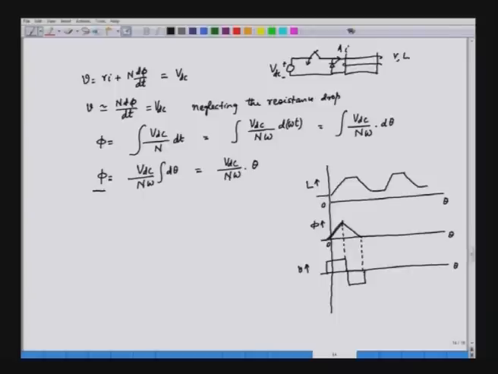flux equal to VDC by N omega into theta. So, in fact, phi is proportional to theta. So, it changes linearly, and after some time we apply a negative voltage. So, we apply a negative voltage, the flux is brought down here. So, this is plus VDC and this is minus VDC.